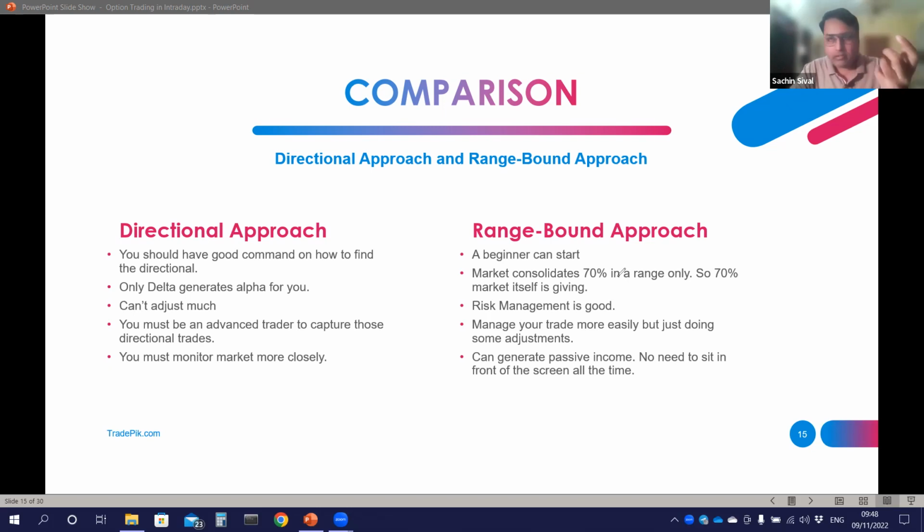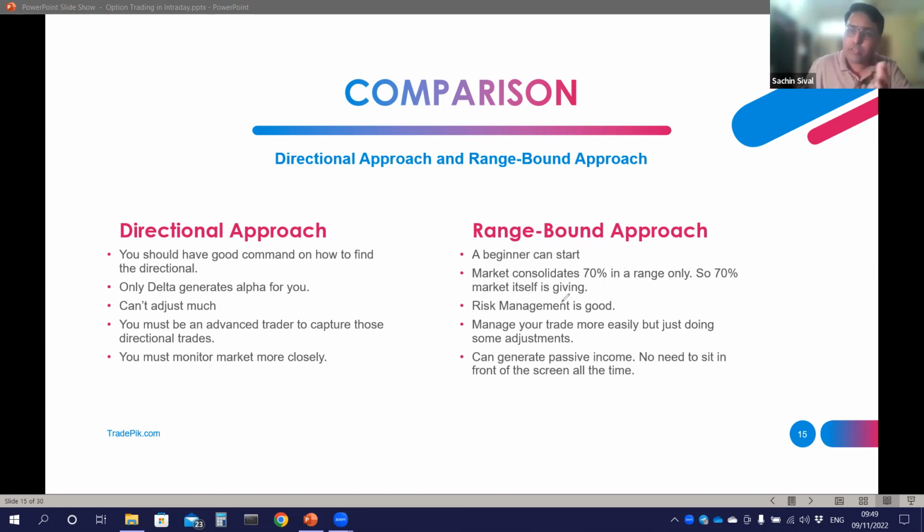And as I told, the psychology level is not that high for a beginner. So you can just go with the range bound approach. You create a range bound strategy with a range, and if the market consolidates in a range, you will make money. 70% of the time the market itself is giving you money, and 30% of the time, if you know the adjustments, you can adjust your position and lower your risk.